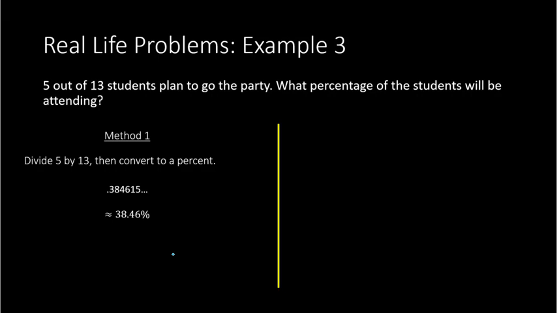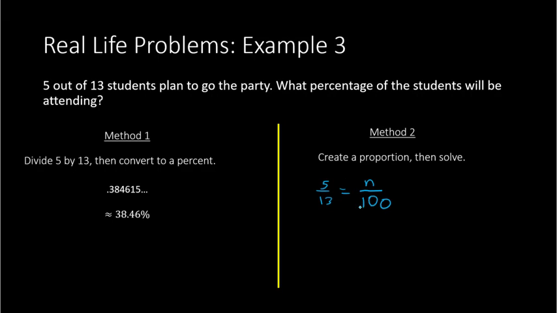But I want to show you another method that you could also use. Another method is we could create a proportion and solve. If we realize that 5 out of 13 means we have a fraction of 5 over 13, realize that is our fraction. But we're trying to convert that to a percent. Percent, by definition, means some number divided by 100. So the question is, what number is that? So what we have here is a little proportion that we can solve.